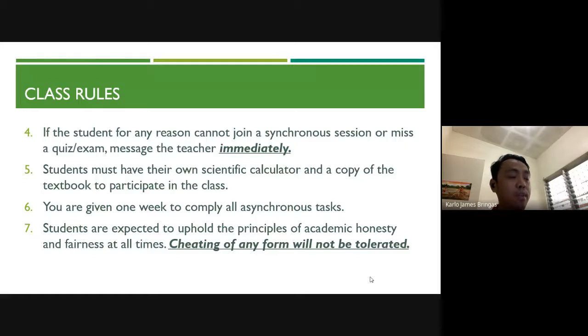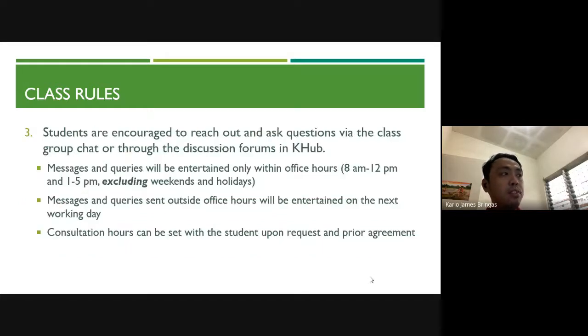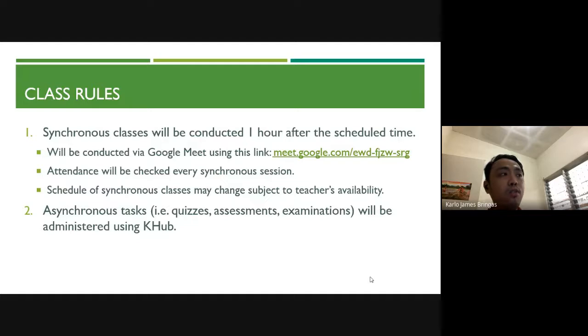And also, very important, students are expected to uphold the principles of academic honesty and fairness at all times. Cheating of any form will not be tolerated. Okay? So those are our 7 class rules, all in all, for our class. At this point, let me turn over the floor to you guys. Do we have any questions ba regarding the class rules?